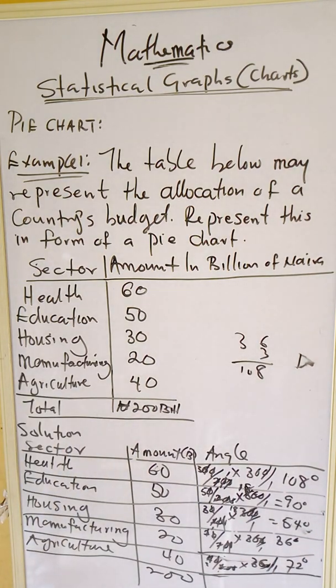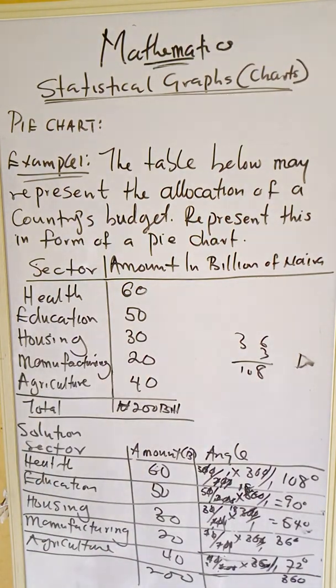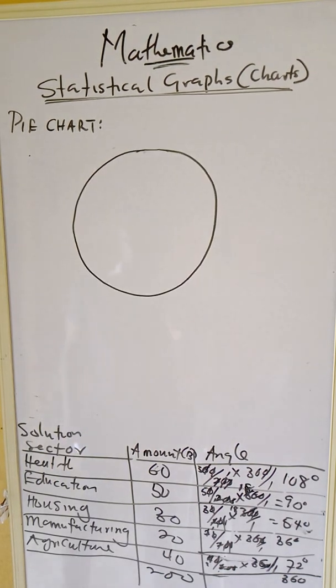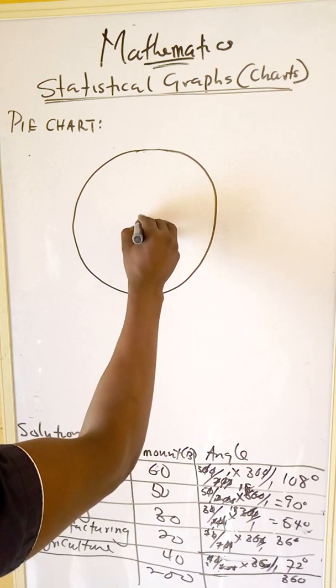By the time you add up all the degrees, it must give you 360. Everything here will give us 360. So the next thing we need to do is to draw our pie chart. You take your mathematical set, take out your compass and protractor.